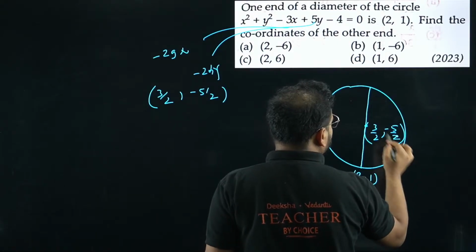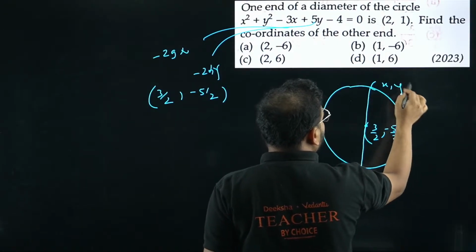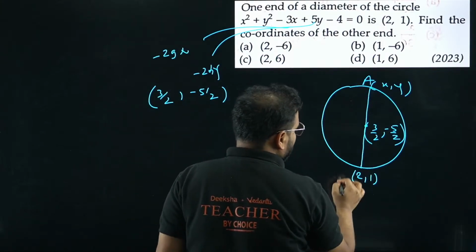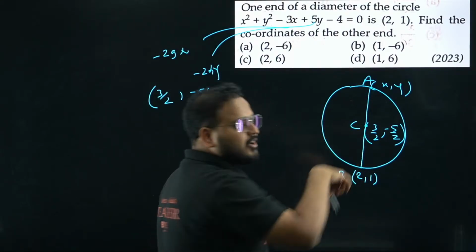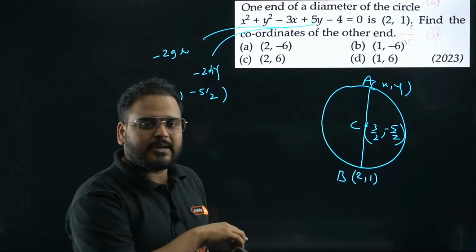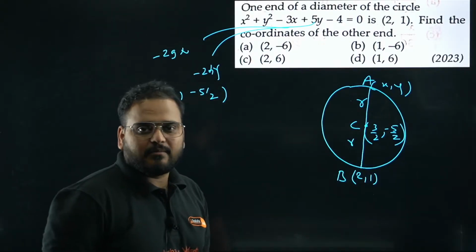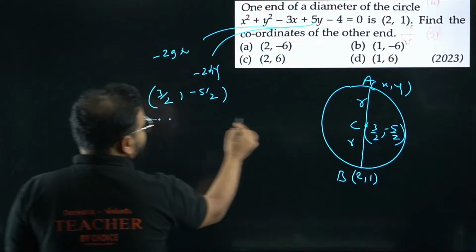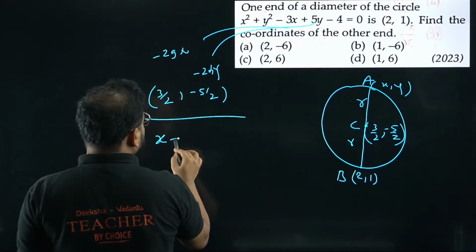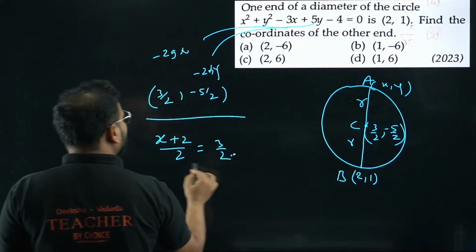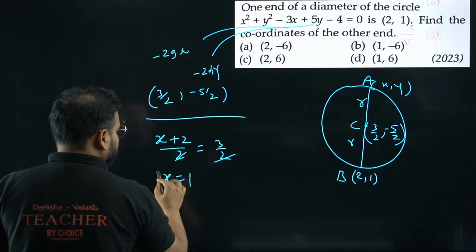So if I take the other point as (x, y), and call this point A and the other point B, then C will be the center or the midpoint of AB. It's a diameter, right? This is radius, this is radius. So they are exactly the midpoint. Please check the midpoint formula. (x plus 2) upon 2 equals what, dear? 3/2. Cancel, I get x value as 1.